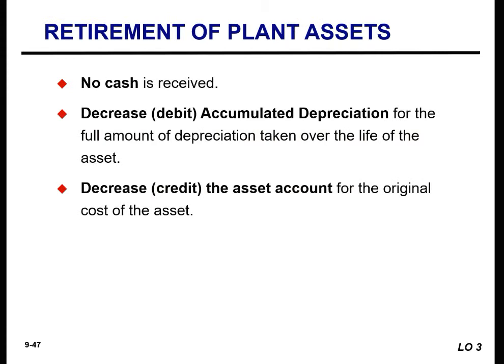Sometimes assets at the end of their useful lives have no ready market value. If this is the case, then the asset is retired. The retirement of an asset is recorded by decreasing the accumulated depreciation for the full amount of depreciation taken over the life of the asset. The asset account is reduced through a credit for the original cost of the asset. The loss is equal to the asset's book value on the date of retirement.